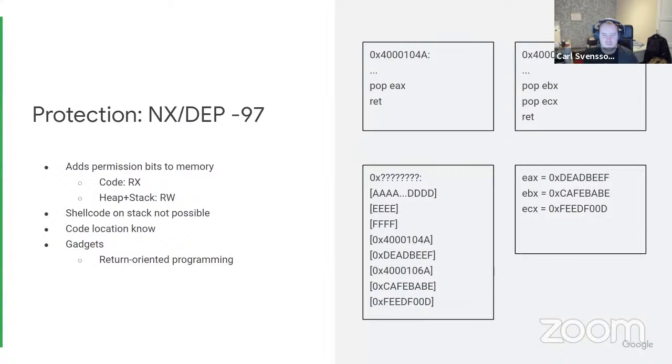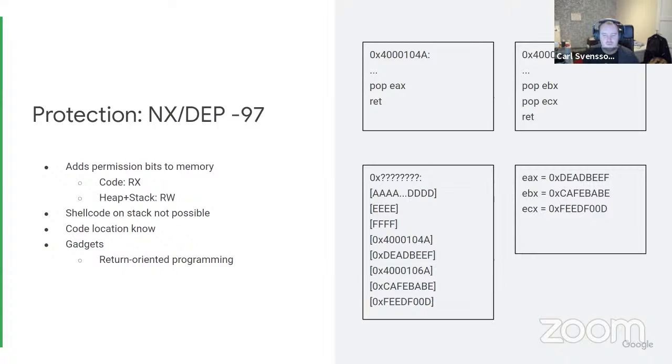So consider a situation where you have these two pieces of code somewhere in memory: this pop EAX and then a ret instruction, and this other pop EBX, pop ECX, and then a ret instruction. We can use these as building blocks to set up our own pseudo programming language with very odd instructions. The way you do this is that you overwrite the stack again, as we did before. First, there is some stuff in the beginning of the stack that we don't really care about. Also note that we don't know where in memory this is, but we can write to it anyway.